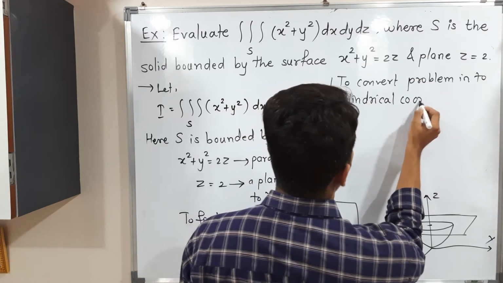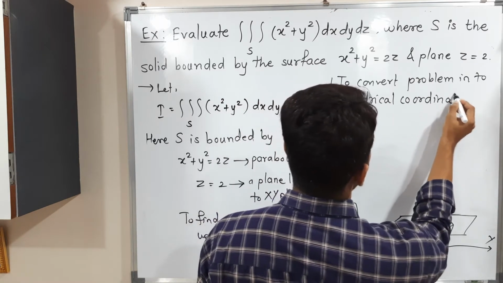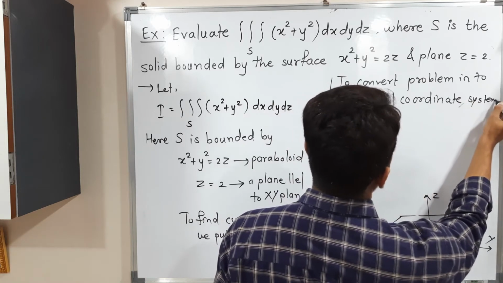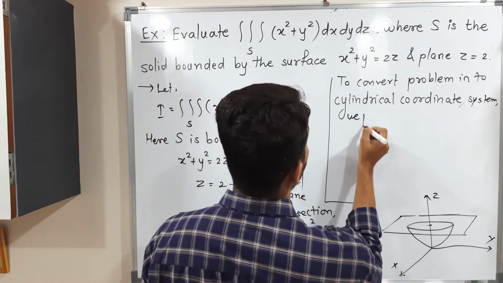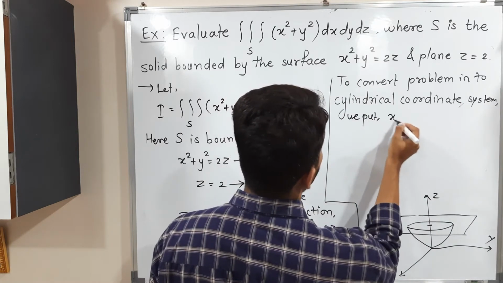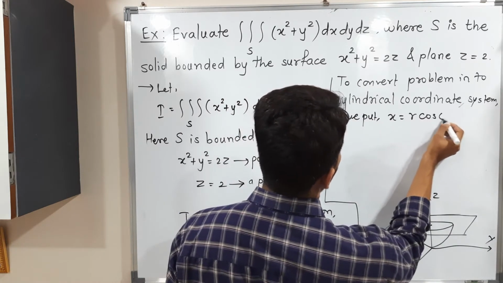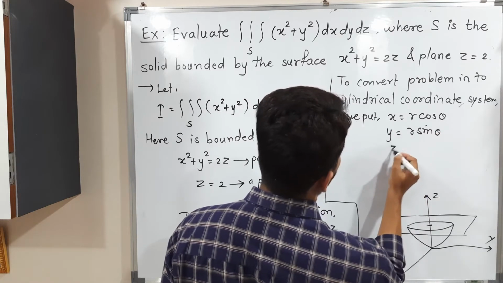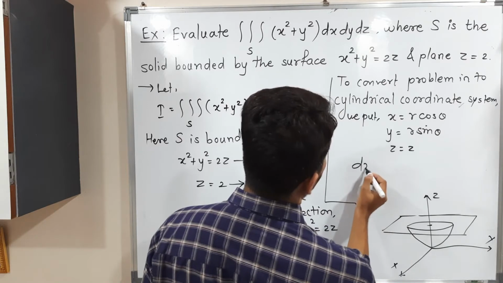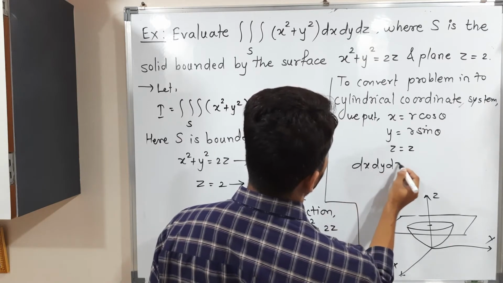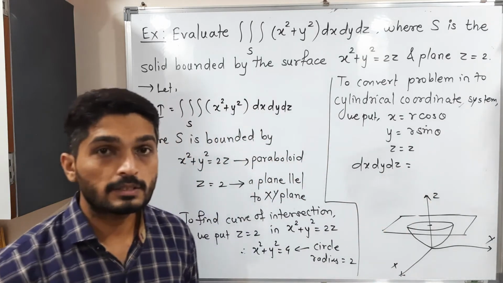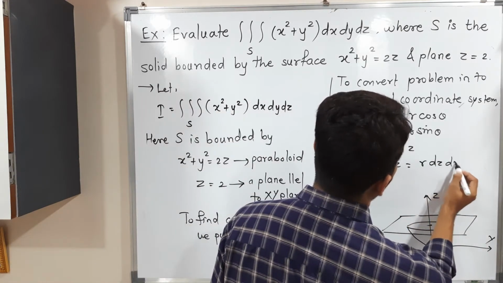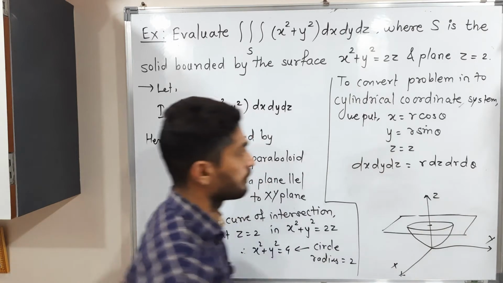In the cylindrical coordinate system, we put x is equal to r cos theta, y is equal to r sin theta, z is equal to z, and dx dy dz, you are familiar with that, is equal to r dz dr d theta.